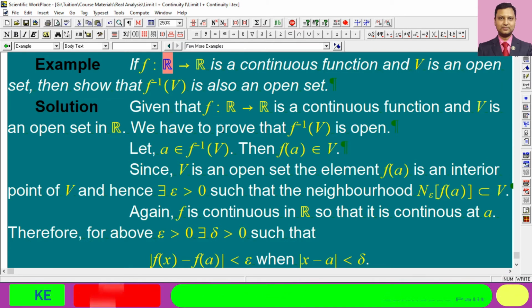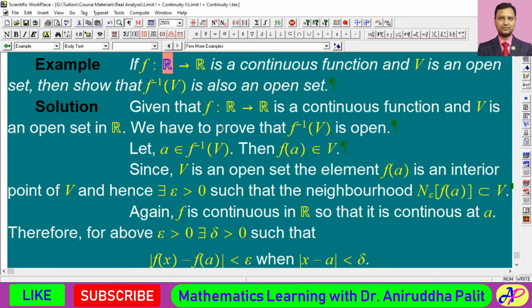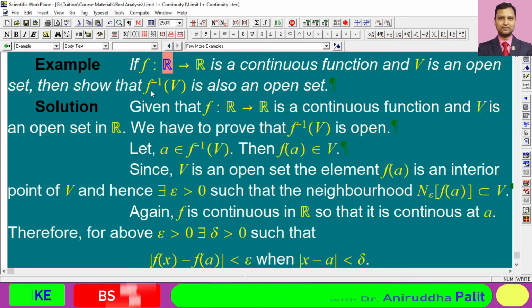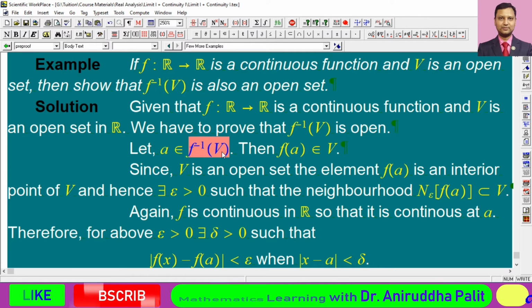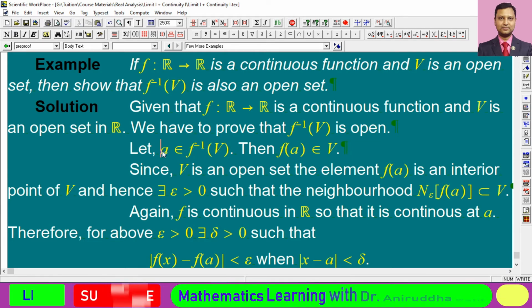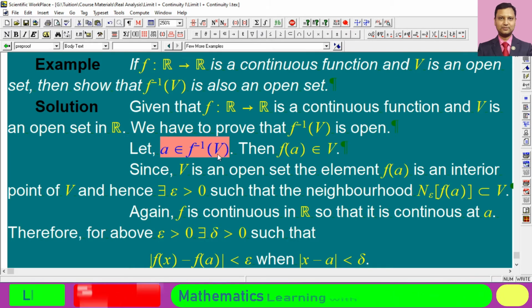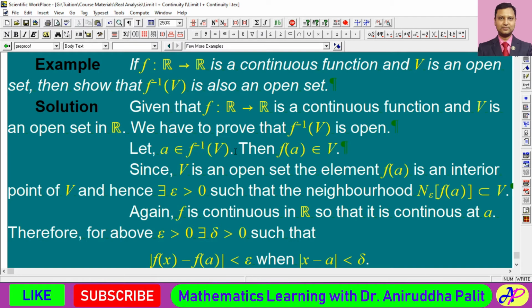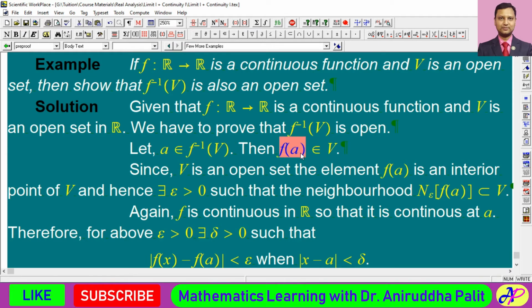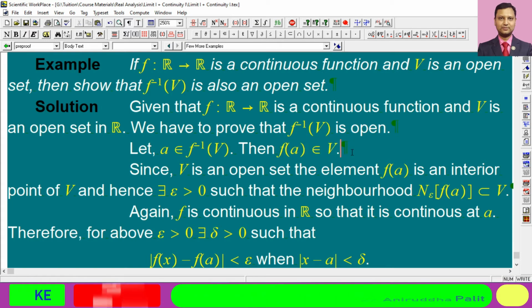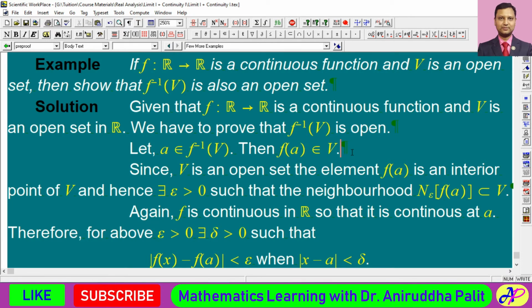So এটা প্রুফ করবার জন্য আমাদের কি করতে হবে? আমাদেরকে দেখাতে হবে that each and every member of this element is an interior point of that set. তাহলে আমরা দেখাতে যাচ্ছি that each and every member, for example suppose A is an arbitrary member of this set f inverse V. A যদি f inverse V এর একটা arbitrary member হয়ে থাকে, in that case আমরা দেখাতে যাচ্ছি that f of A would must belong to the set V.